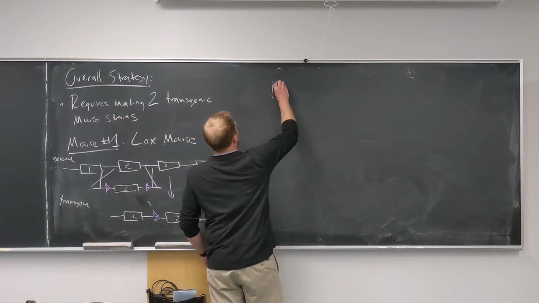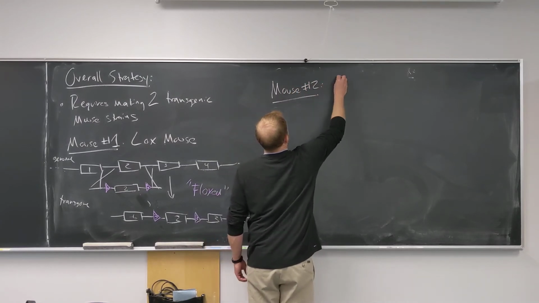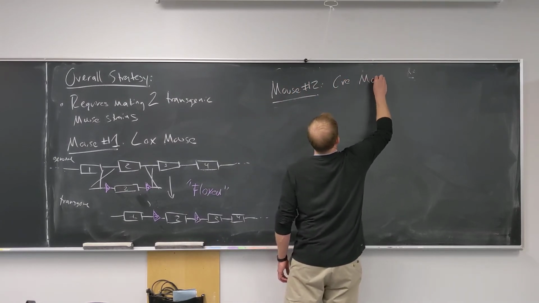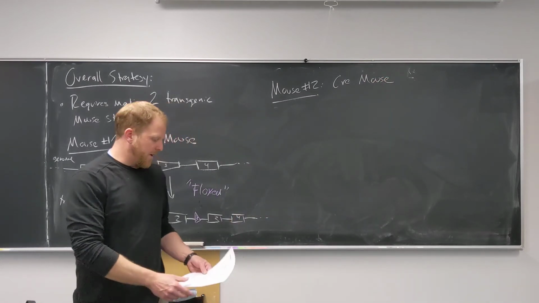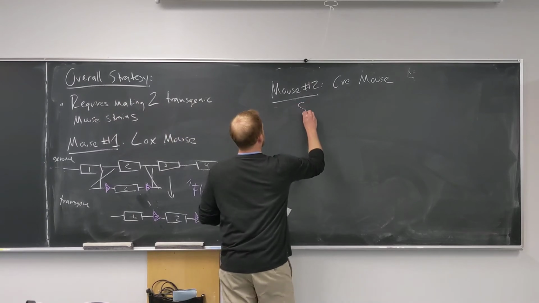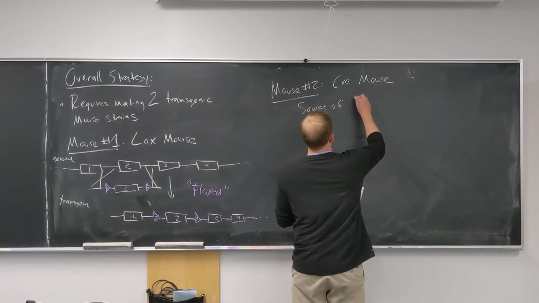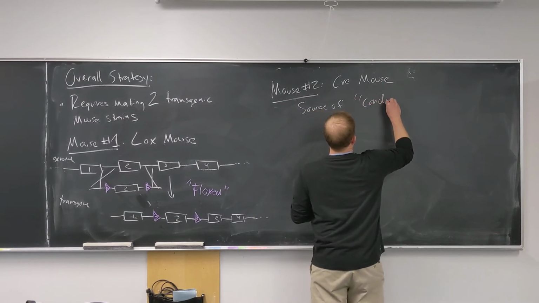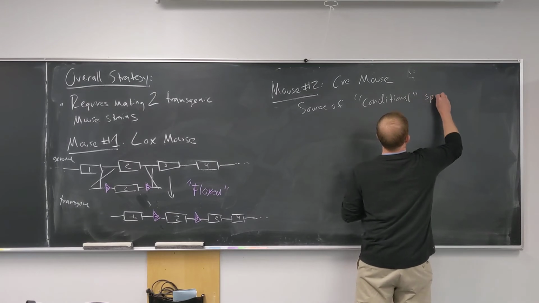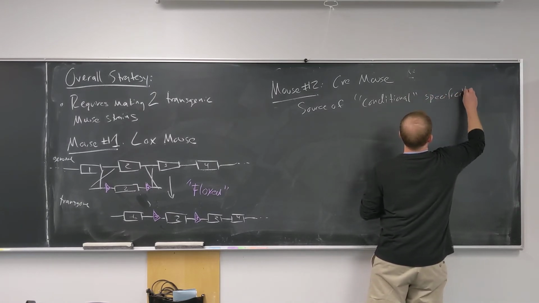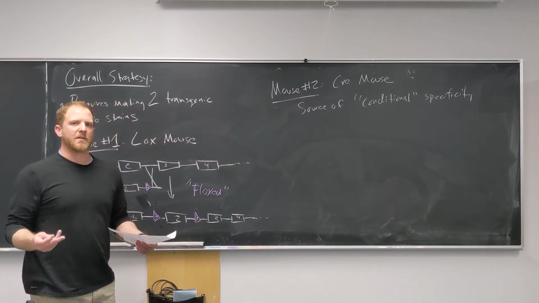Okay, the second mouse you need to make, you can probably guess, is your Cre mouse. Okay. Now this mouse is actually where things get interesting, and so this is going to be the source of the conditional specificity. Okay, so this mouse is going to be how you make things conditional.